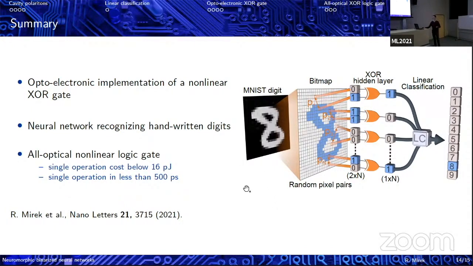So to summarize, I showed you the optoelectronic realization of the XOR gate, the neural network, which was also optoelectronic, but also I showed you the XOR gate which was all optical, a fully all-optical system, and all of that was done on exciton-polaritons, and more details are given in this publication.